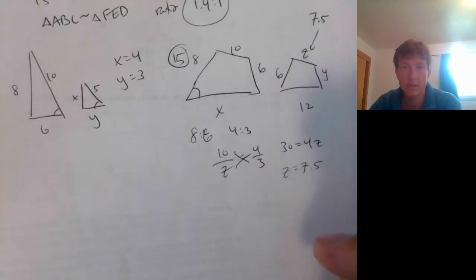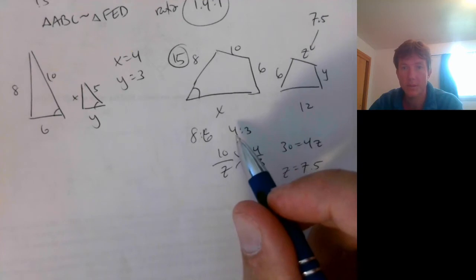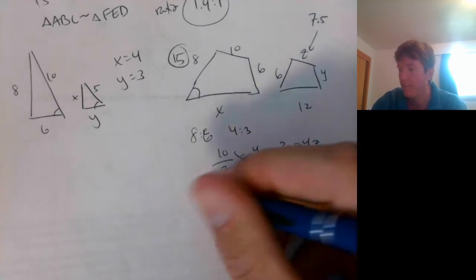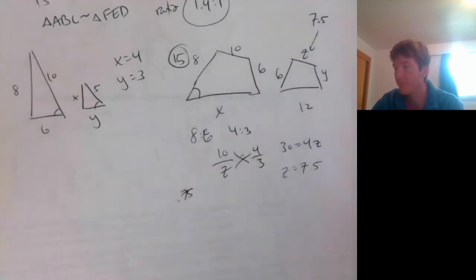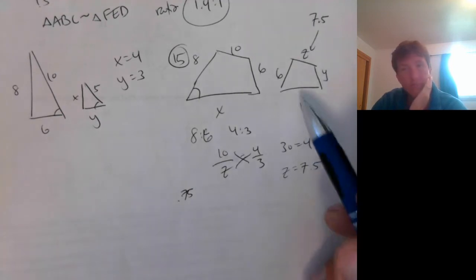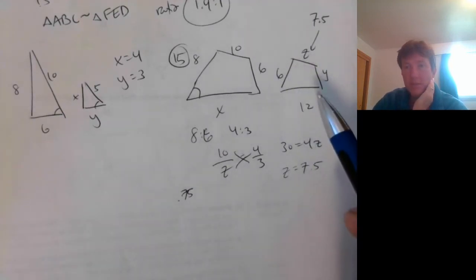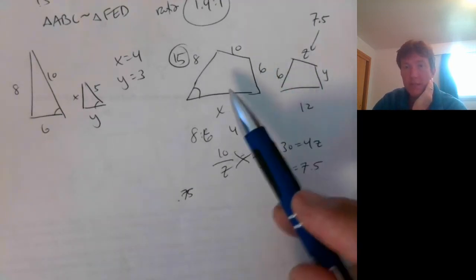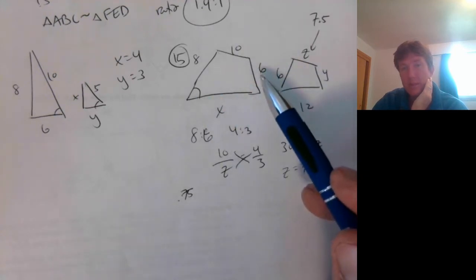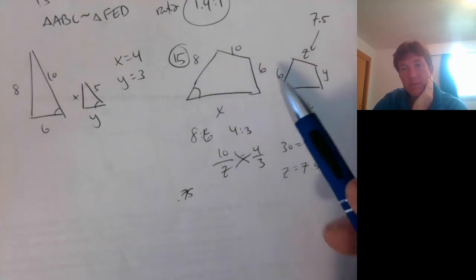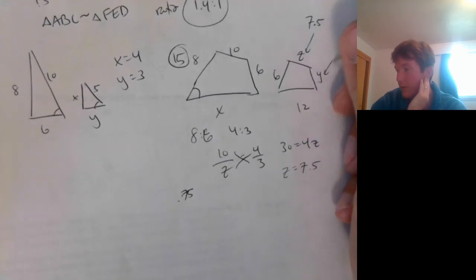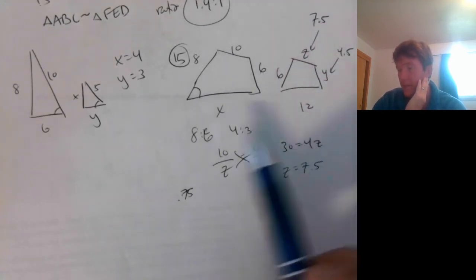7.5. Another way to do this would be 4 to 3. If I flip it around, it's 3 to 4. That's 0.75. That means these values are going to be 0.75 of the full value of these. So 6 times 0.75 would be 4.5. So y is 4.5.